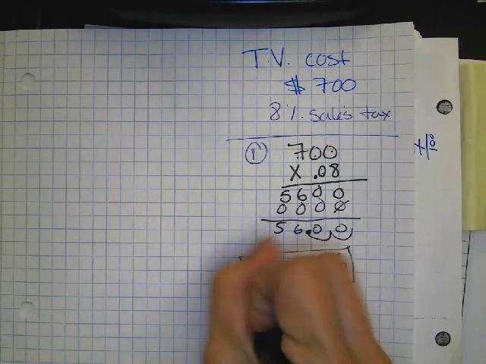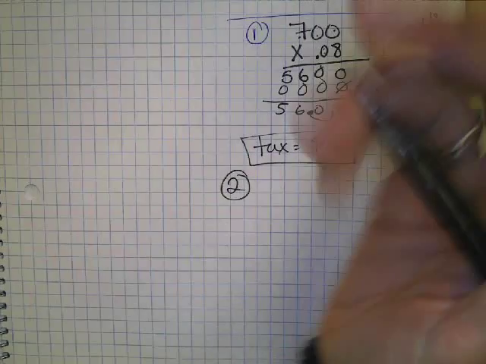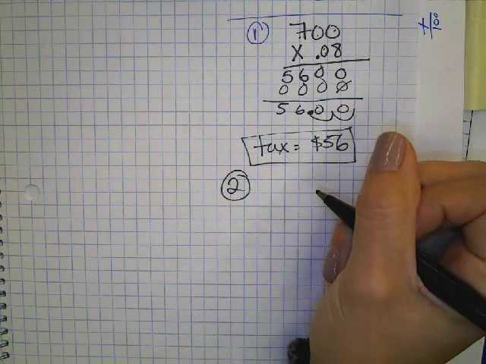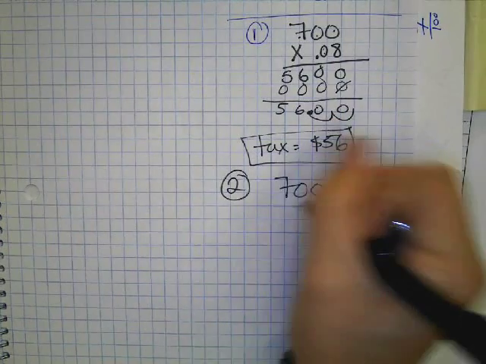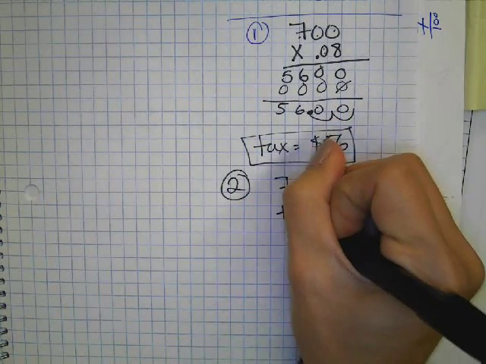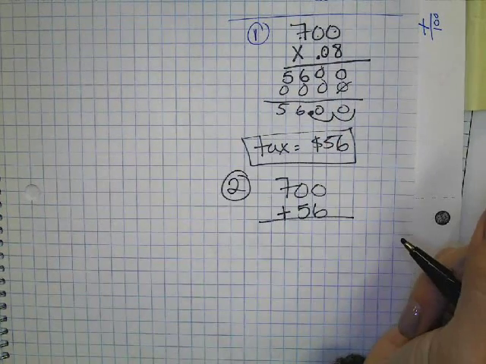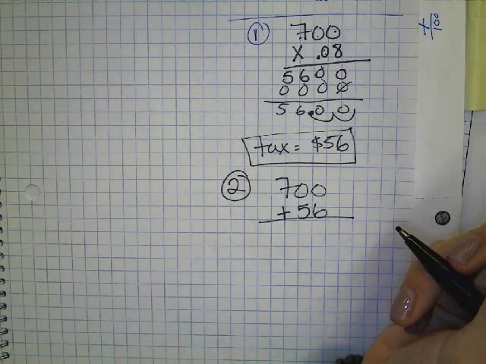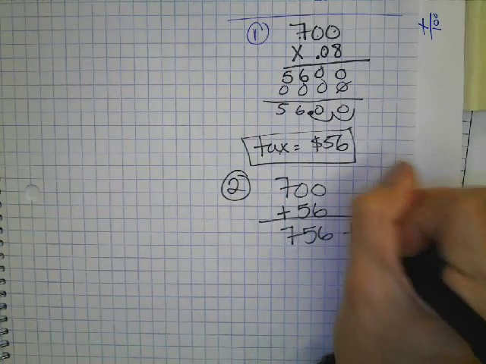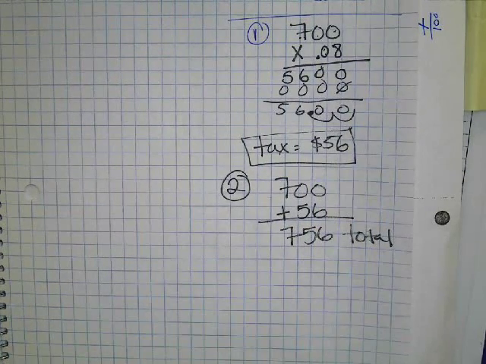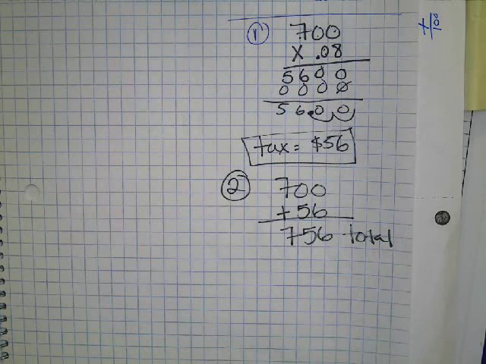Alright, what's your second step? Add. What do I add? So what's my price? 700 plus 56. $756 is my total. Yeah, this should be easier because you're adding, but when we're dealing with decimals, you got to make sure you line them up. All right, cool.